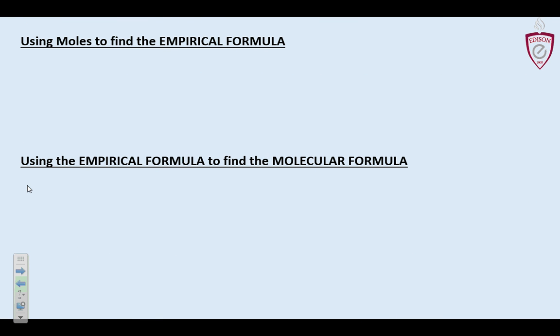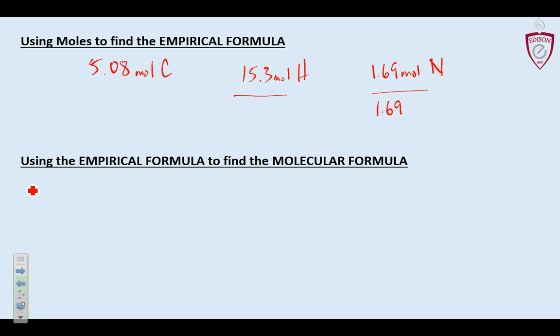So let me transform the numbers we just had. We again had 5.08 moles of carbon, and we had 15.3 moles of hydrogen, and we had 1.69 moles of nitrogen. So which one's the smallest? I'm going to say 1.69. So I'm going to go ahead and divide all of these numbers by 1.69. This is a math trick to get simpler ratios.